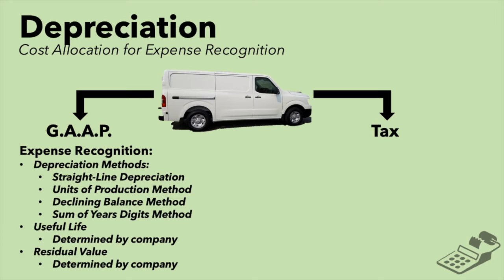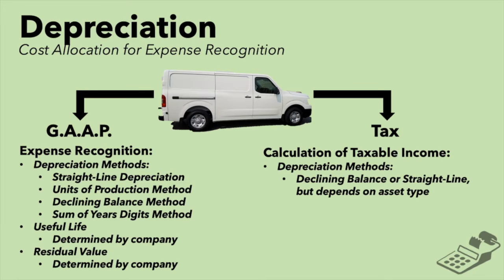When we look at tax purposes, again, the main reason is to calculate taxable income. The depreciation methods allowed are declining balance or straight line, but it depends on the type of asset. The useful life is not determined by the company. The useful life is determined by the Internal Revenue Service, or the IRS, using the Modified Accelerated Cost Recovery System, or MACRS, as it's referred to.